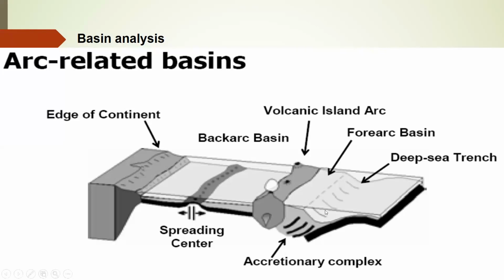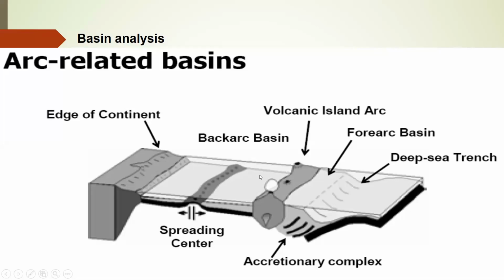Okay, so we have majorly three types of basin present here. The first one is the passive continental margin basin. This one is the passive continental margin basin. And here we have the spreading center as these plates are moving apart from each other. This region from here until here is the back arc basin.